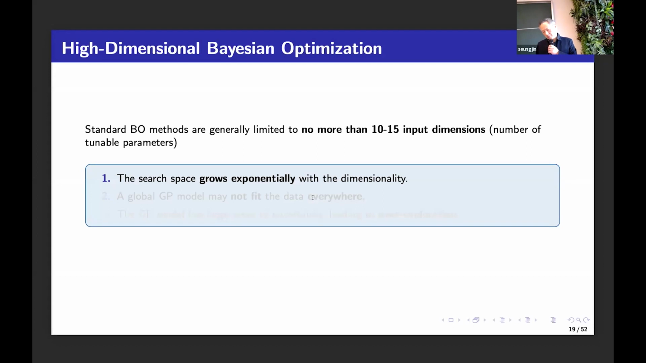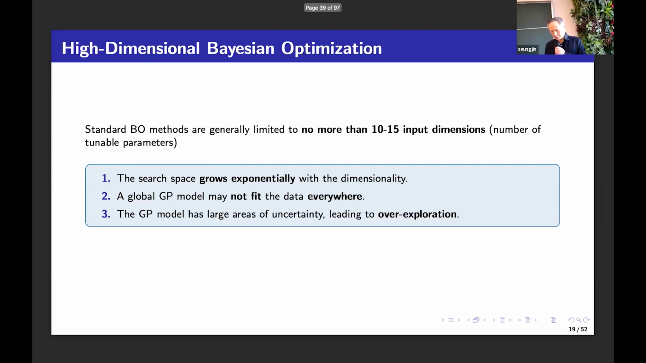There are a couple of other problems. Of course, the search space grows exponentially with the dimensionality, so it's a huge space. In that case, the global GP model may not fit the data everywhere, because you have a very small number of data points. If you use the global GP, it doesn't work. Also, a lot of areas have diffuse uncertainty. So for high-dimensional problems, this typically leads to over-exploration.